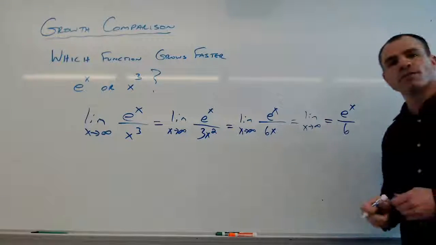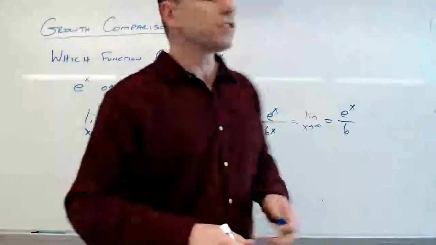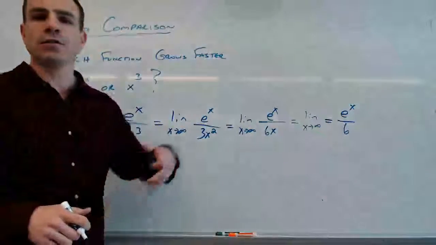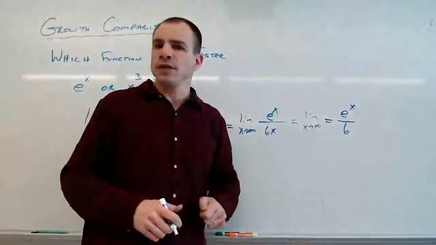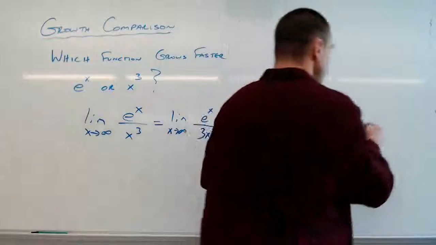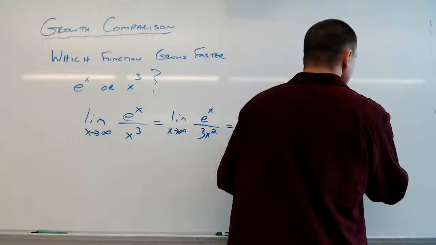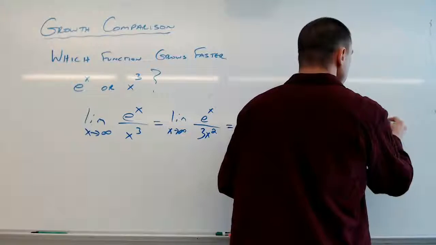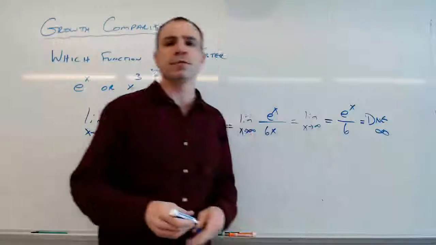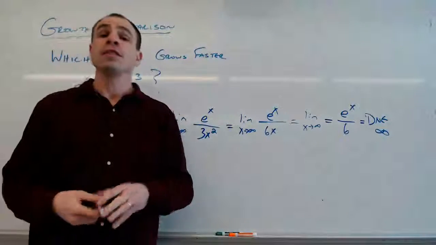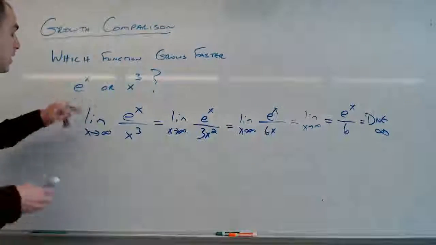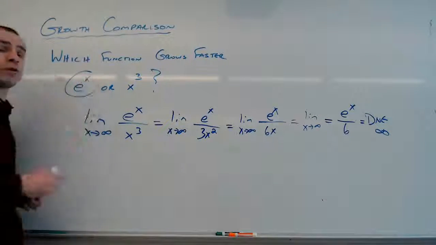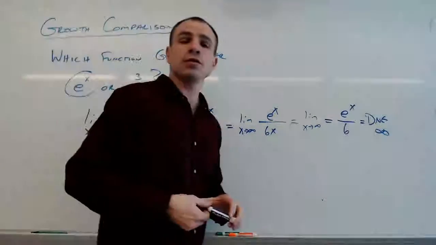When we plug in a very large number for x, we see that we have e to a very large number in the numerator, but we're only dividing it by 6. So this is going to be unbounded. This limit does not exist, or rather it goes to infinity. And therefore, we can verify that e to the x is the function which grows faster among the two.